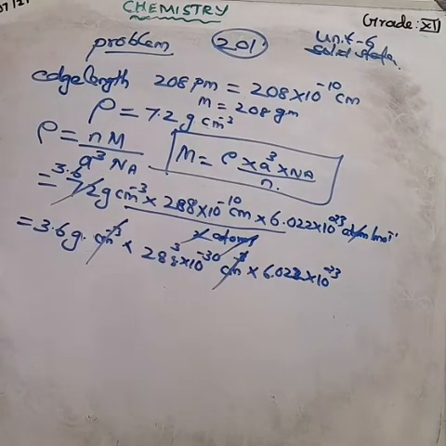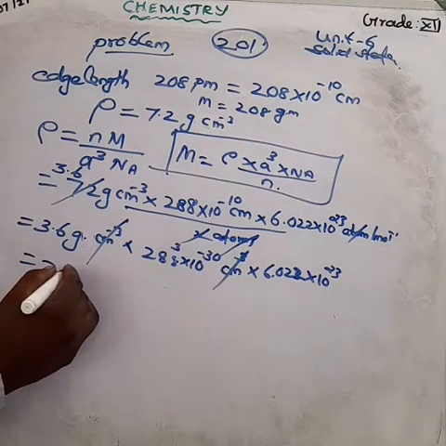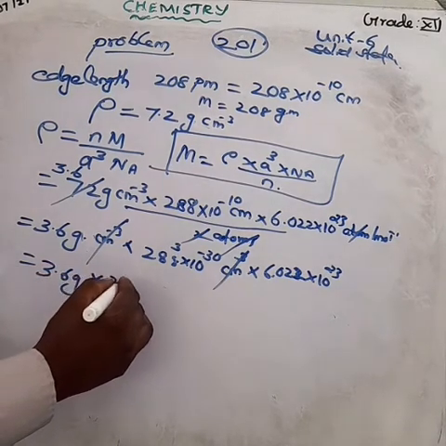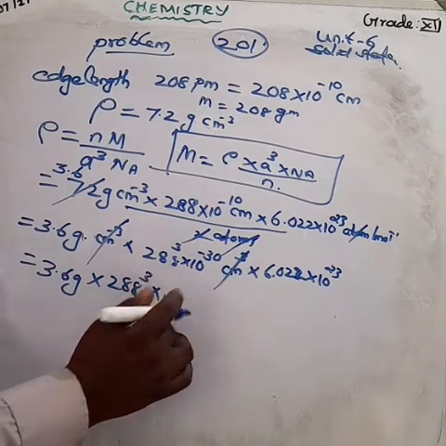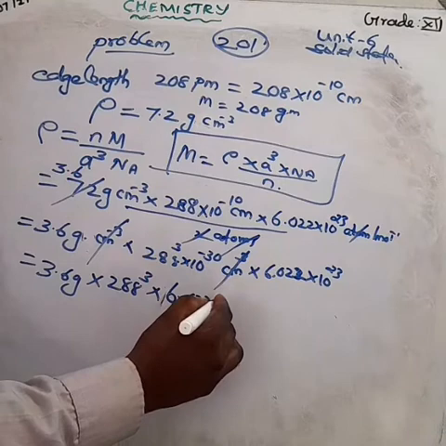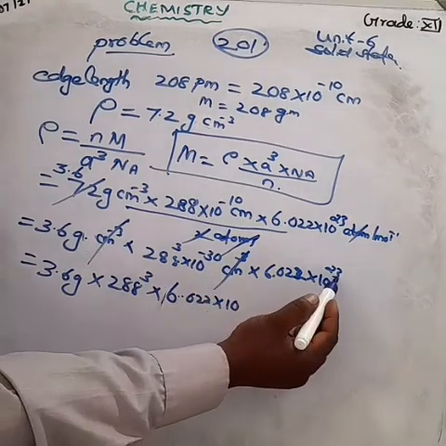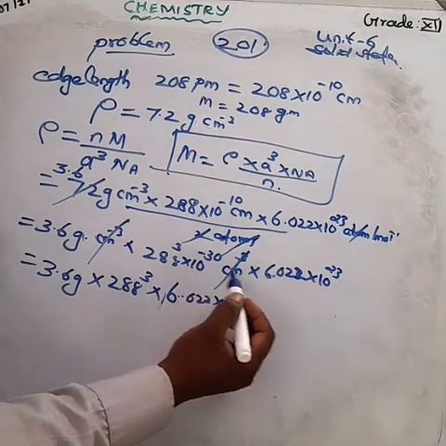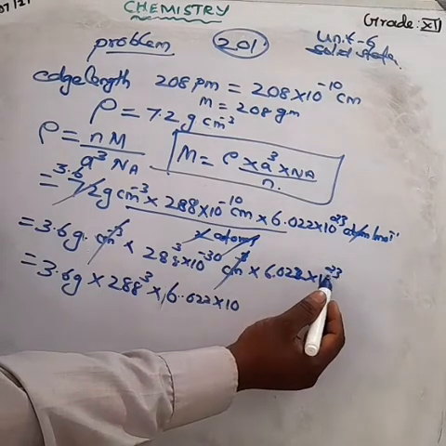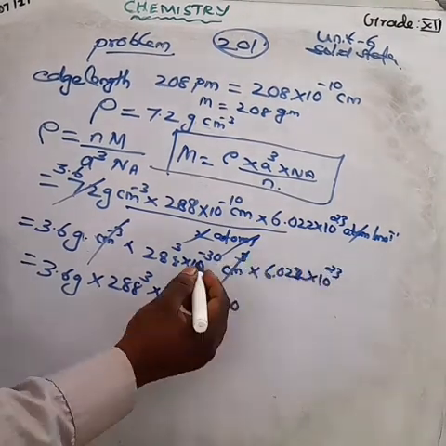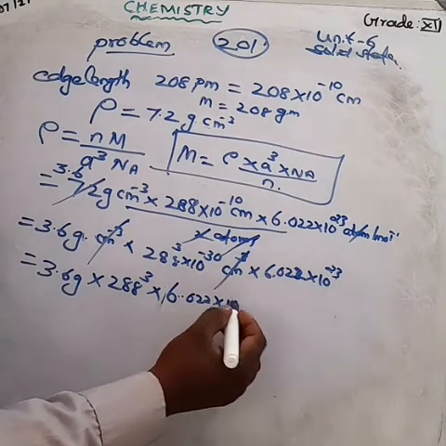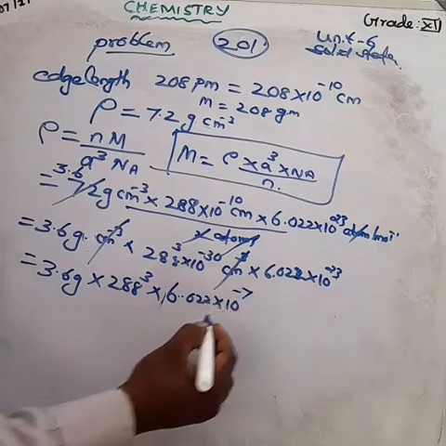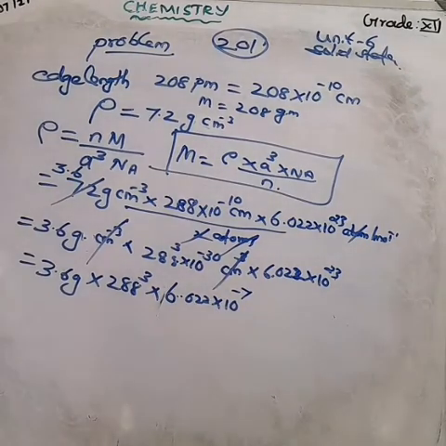So remaining, which are the terms? 3.6 gram into 288 cube into 6.022 into 10 raised to. Here 10 raised to minus 30, here 10 raised to plus 23. So this also we can subtract, we get 10 raised to minus 7. Am I right? 10 raised to minus 7.